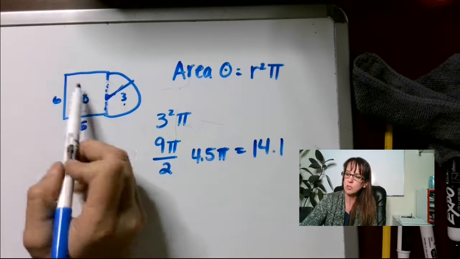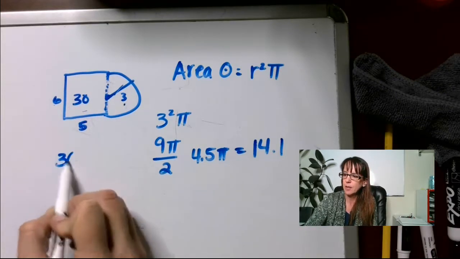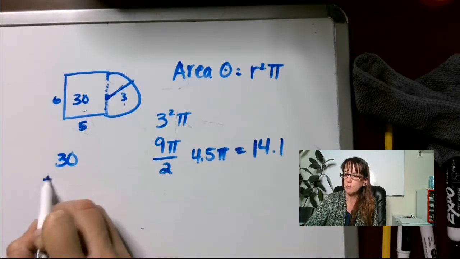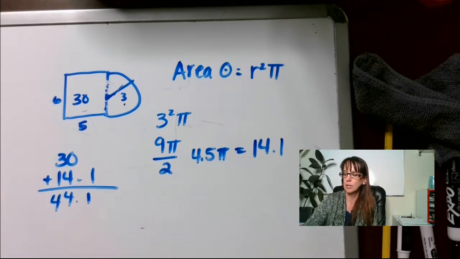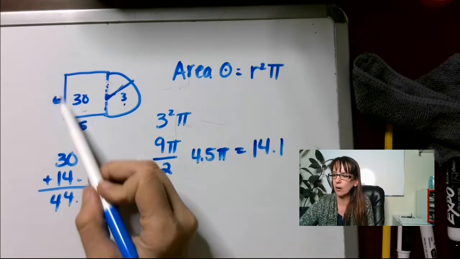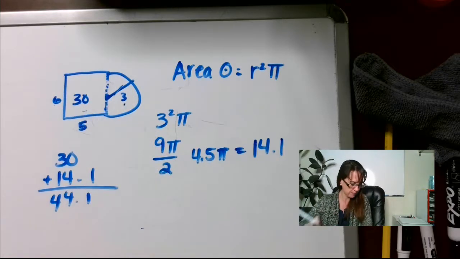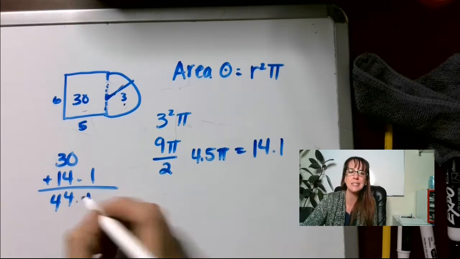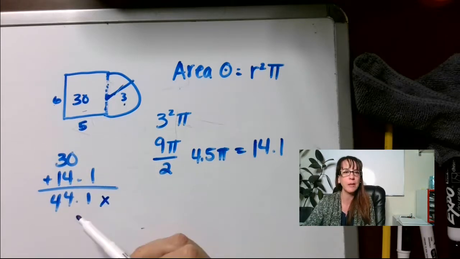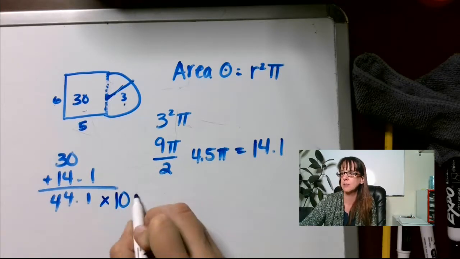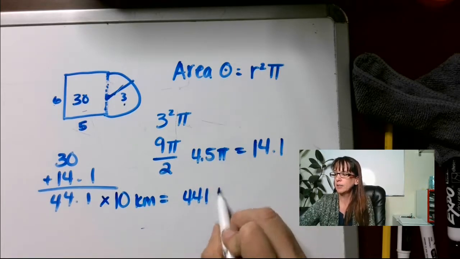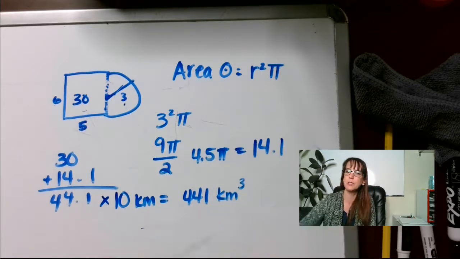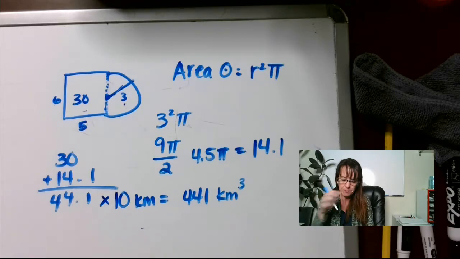So what I have is this chunk right here, 30, plus this chunk right here, which is 14.1. 44.1 is the area of this whole thing. Now we gotta go back to look at the book, and it says it's 10 kilometers high. So we take this, because it's the area of the base, and we multiply it by the height, which is 10 kilometers. And we get 441 kilometers cubed because we are talking about volume, okay?